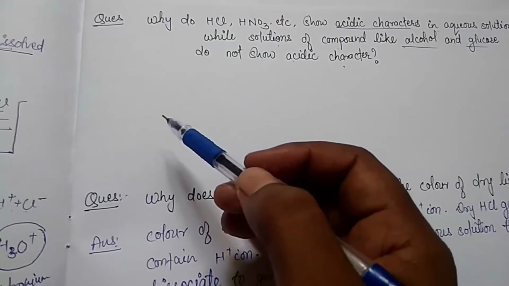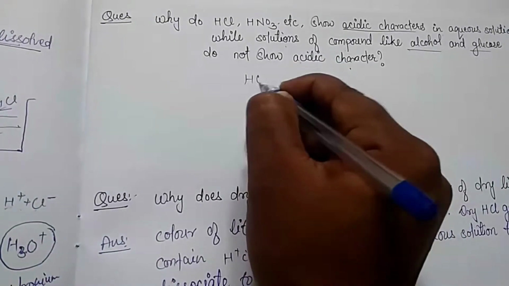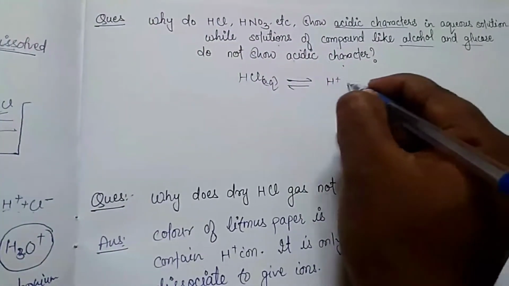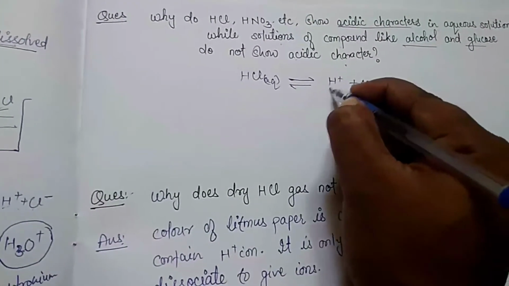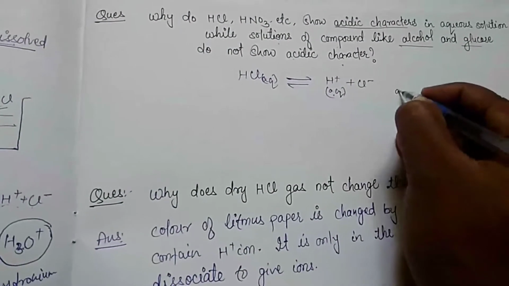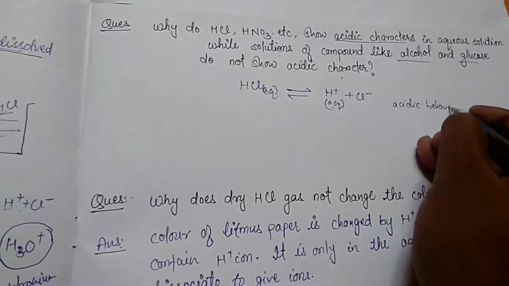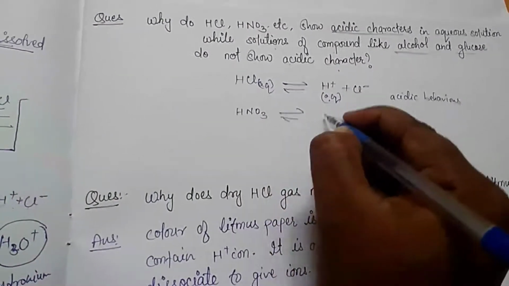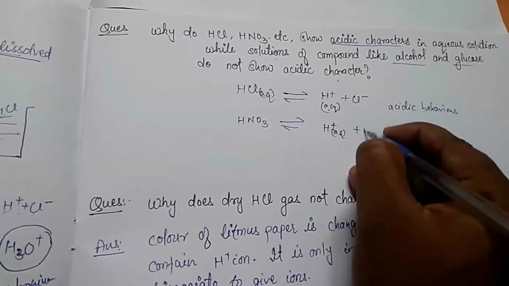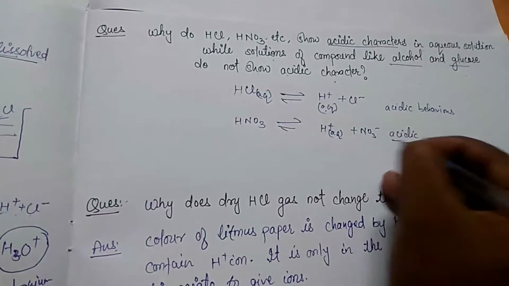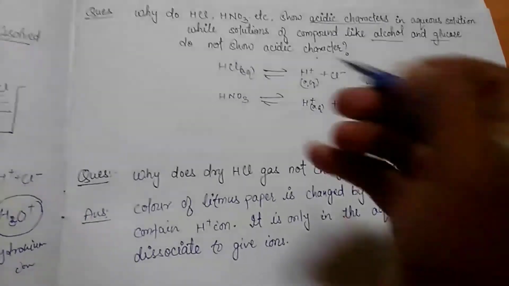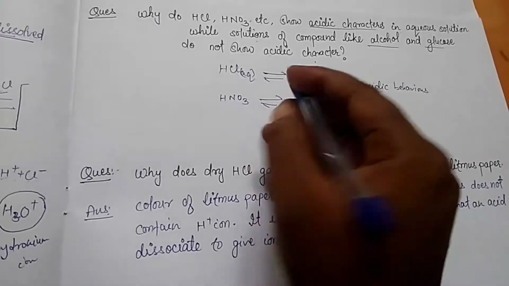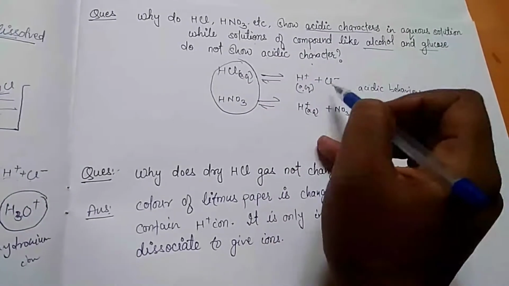Okay children, let us take an example to understand this. See children, HCl, when it dissolves in water, gives H plus and Cl minus. So due to the presence of hydrogen ion in aqueous solution, it will show acidic behavior. Okay children, HNO3, nitric acid, also dissociates and gives H plus and NO3 minus. So we can say that this compound when dissolved in water gives H plus ion. It means that this type of compound can show acidic behavior.